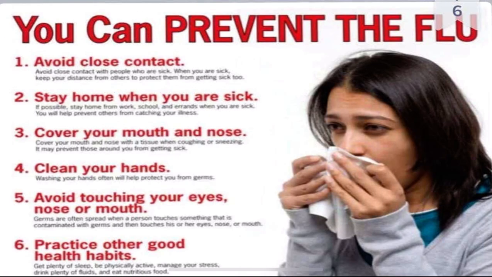How can we prevent the flu? By avoiding close contact with the infected person. If the person is infected, he has to keep a certain distance from others, and when he is sick, he can protect his family members from getting sick just by isolating, not having very close contact with other people. He can prevent the spread of the flu.